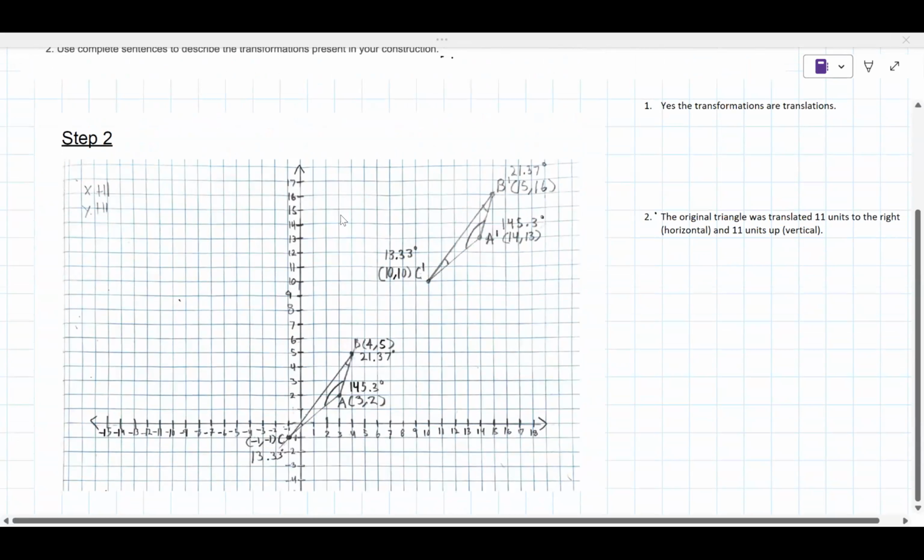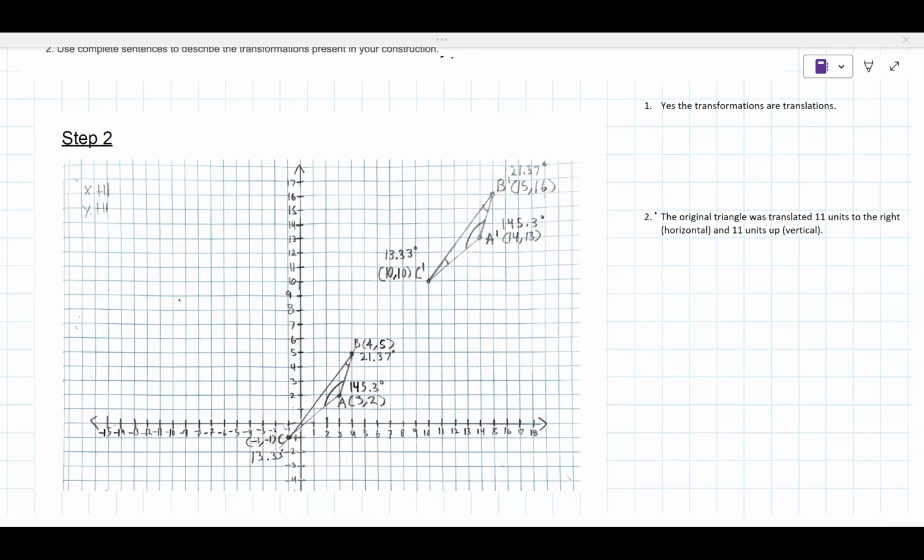All right, let's fix something there. All right, there we go. Let me just quickly attach this to there. I think that's all they're asking for in that activity.